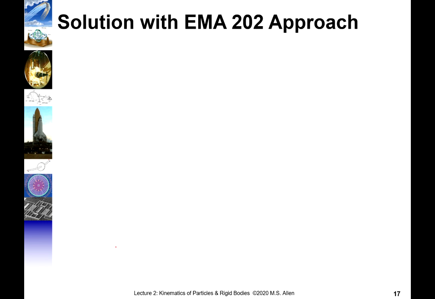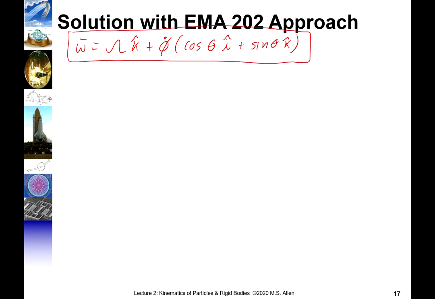So putting all of that together, we get that omega is equal to the capital omega rotation rate in the k direction plus the phi dot rate in a direction that's cosine theta in the i plus sine theta in the k. So there's our angular velocity. And so this is the first half of the problem. And now if we also wanted to find alpha, which is just the derivative of omega with respect to time, we can do this in the usual 202 way.